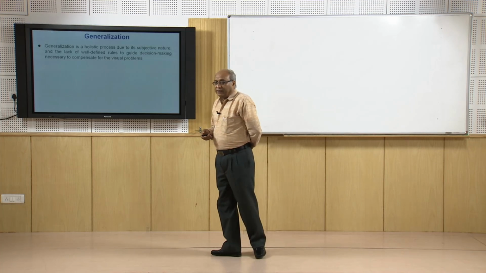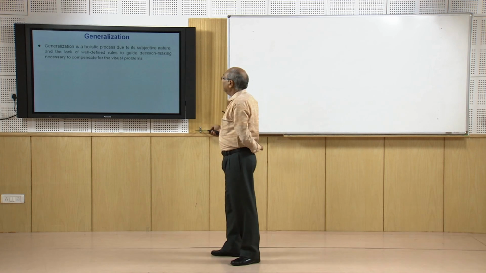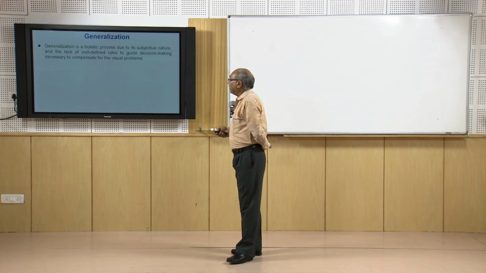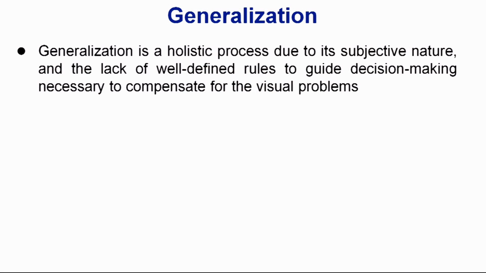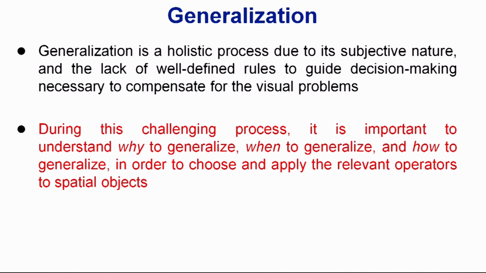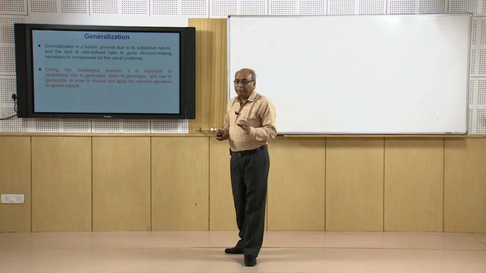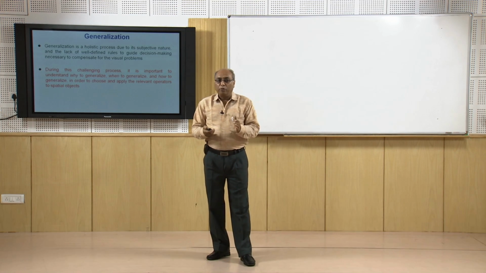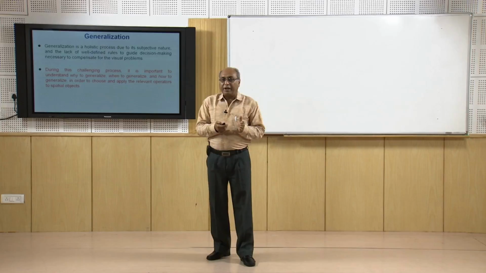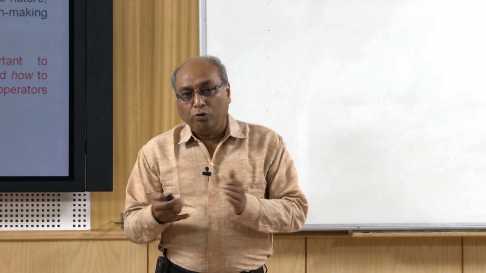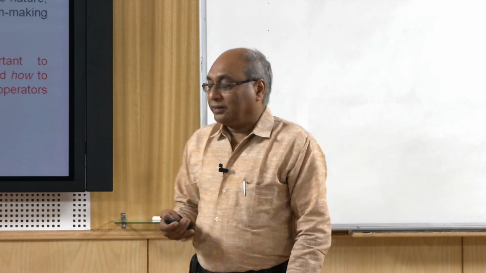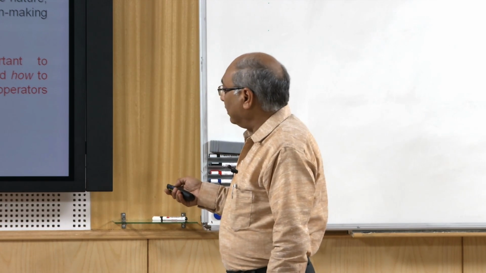And generalization, as we can now realize, is a holistic process due to its subjective nature and the lack of well defined rules to guide decision making, which is necessary to compensate for visual problems. And during this challenging process, it is important to understand why to generalize, when to generalize, and how to generalize, in order to choose and apply the relevant operations to spatial objects. This is the point which I have mentioned, that whenever you are going from a large scale or detailed map or detailed boundary information to a smaller one, then you go for generalization. So, when to generalize, you can understand how to generalize.